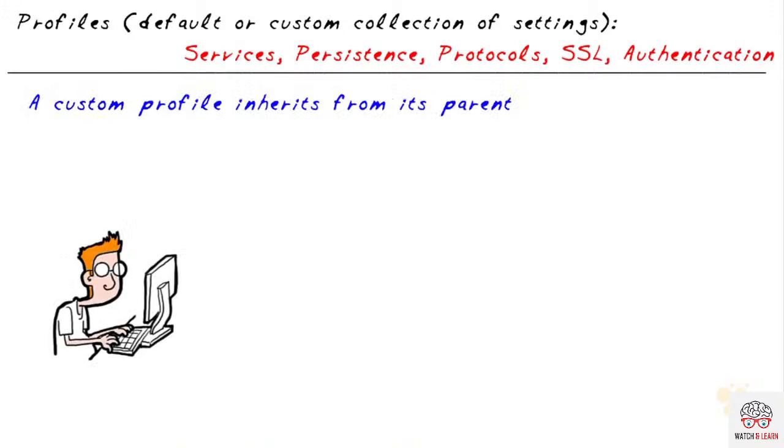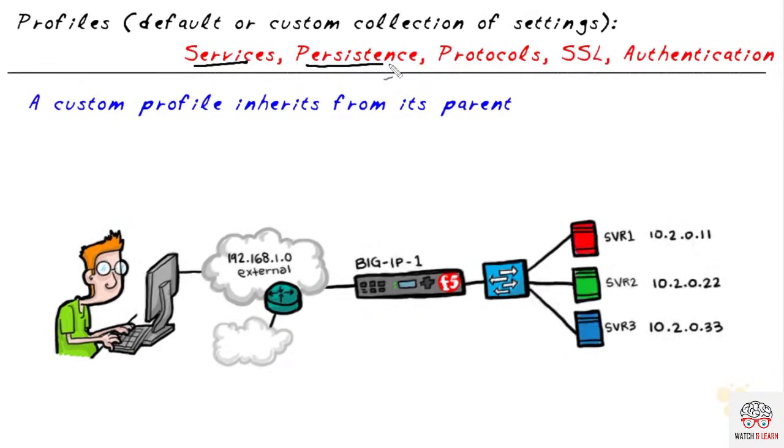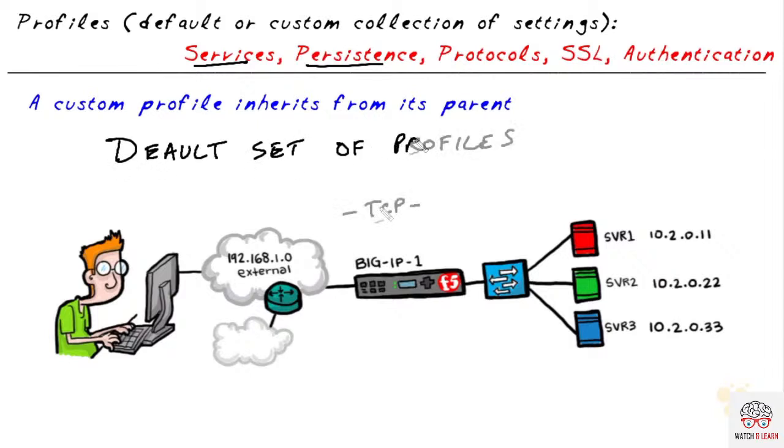There are many different types of profiles. We have a services category, a persistence category, and the list goes on. And for each of those types, there is what's known as a default set of profiles. For example, we could take the TCP default profile and use it in combination with a virtual server. And so whatever the collection of settings are in the default TCP profile, those are going to be applied for the TCP traffic that is associated with that virtual server.